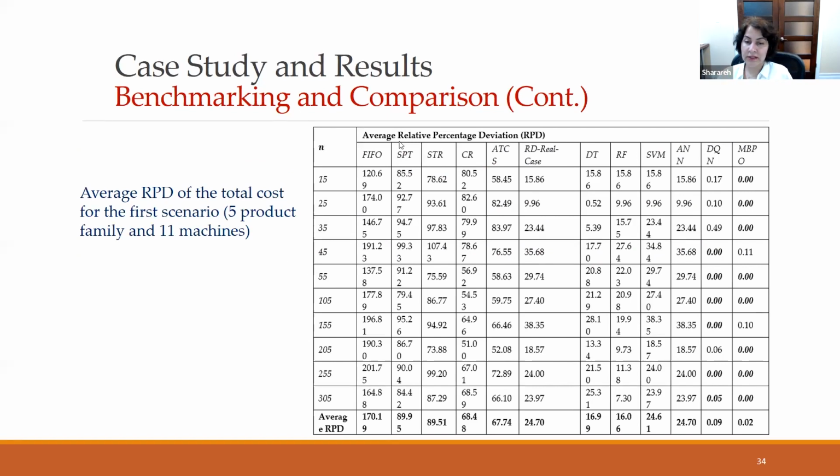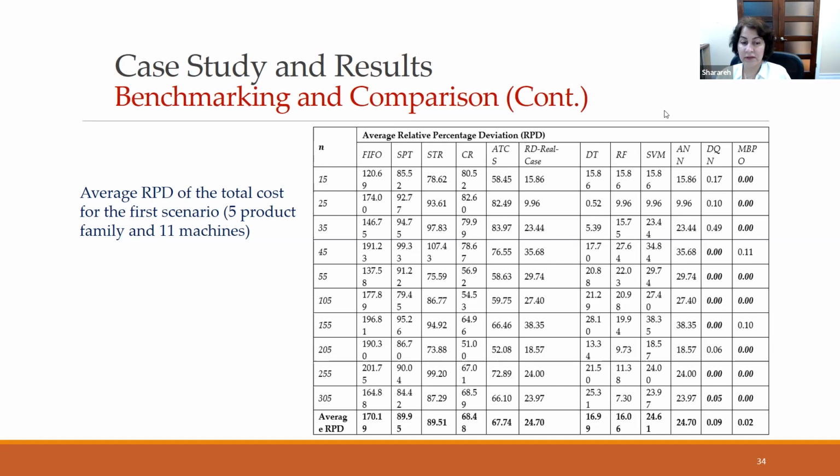This compares the output of this methodology and other methods based on average relative percentage deviation. Because the objective here is to minimize cost, the cost from each of these methodologies is compared, the cost of each method and the best has been calculated, and then the relative deviation, meaning the cost obtained from the methodology minus the best cost divided by the best cost. These are all calculated as RPD.